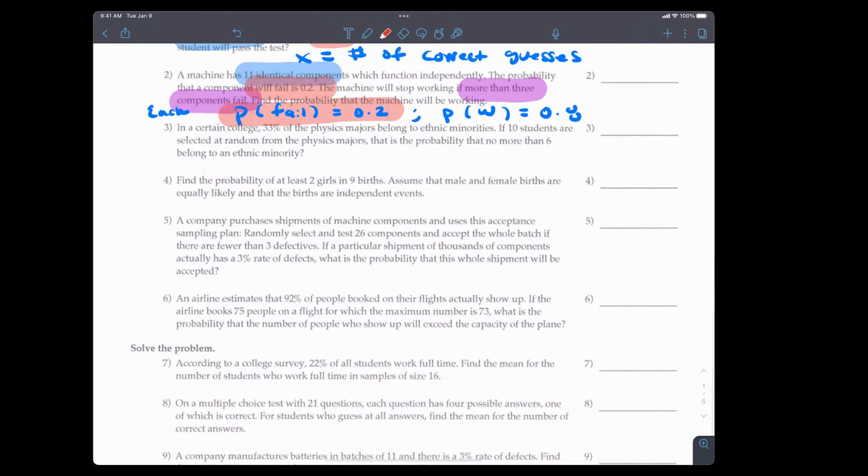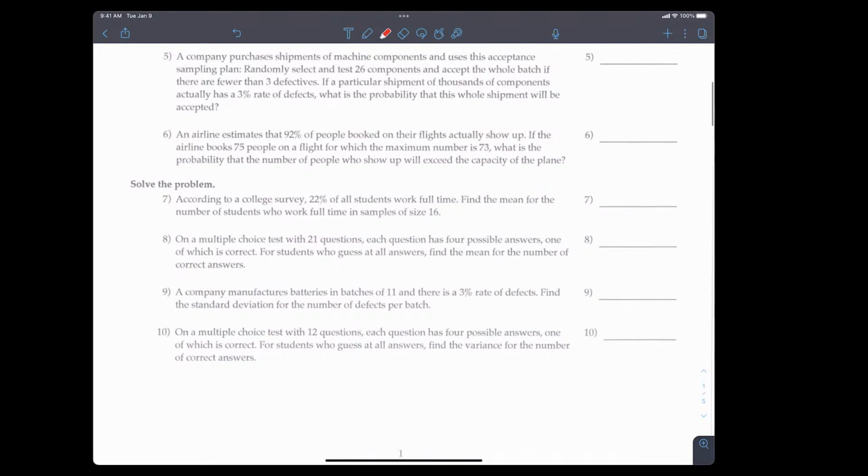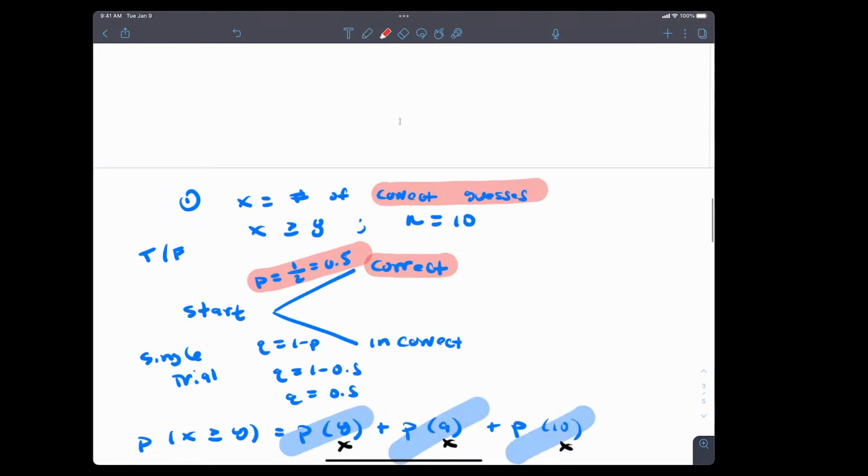Right there, that's my little p. The complement is that the component will work, because they're asking, what's the probability that the machine will work? So we set the table, ladies and gentlemen. We're good to go. Now, let's look at this number 2 here. Here's where we're at.